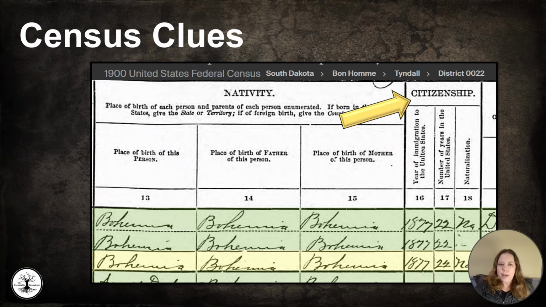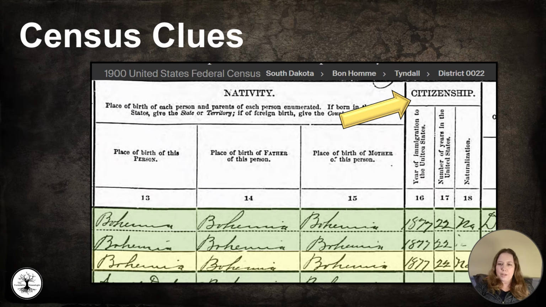Now that we've done the obvious things, we're going to move into a different direction. And we're going to look at citizenship information on US federal census records. If somebody is listed on here as having naturalization status of NA, that means naturalized. If they have PA, it means first papers have been filed or their declaration of intention to become a citizen. If it says AL, they are an alien. They have not taken any steps to become naturalized.